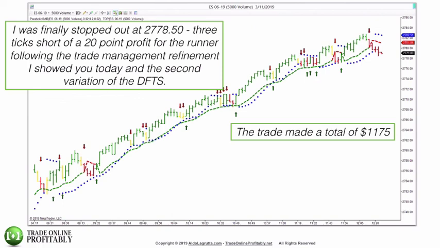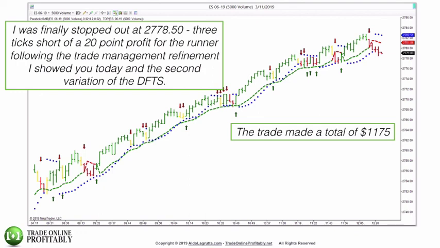It would have been fantastic to keep the 3 contracts in for the 20 points, sure, but we never know when that will happen. So this approach allows you to reduce risk very early in the trade and guarantee one contract to run longer without being stopped out unnecessarily by using the SAR.